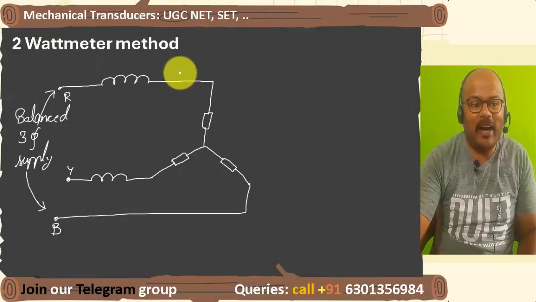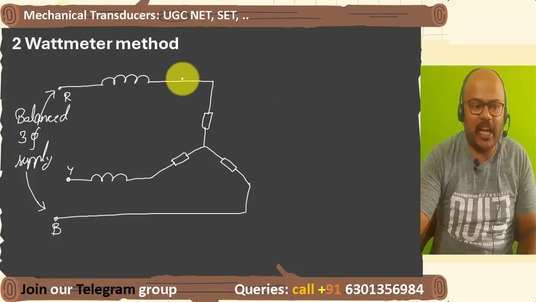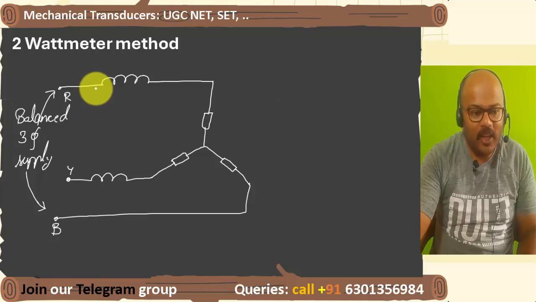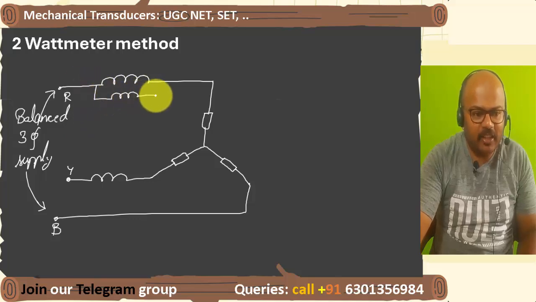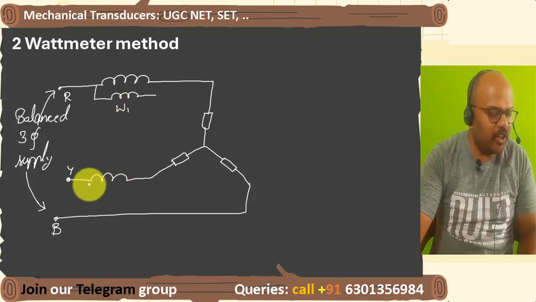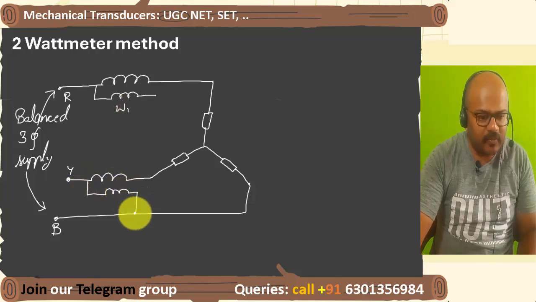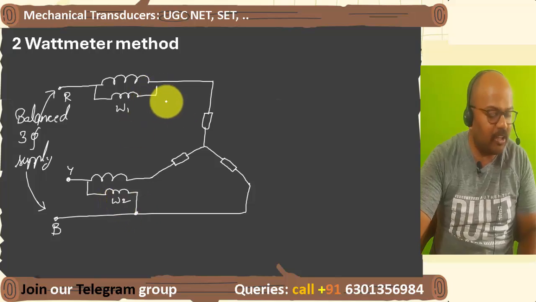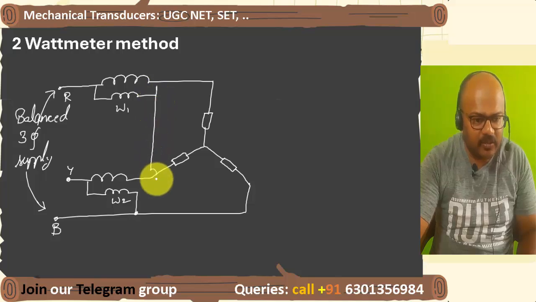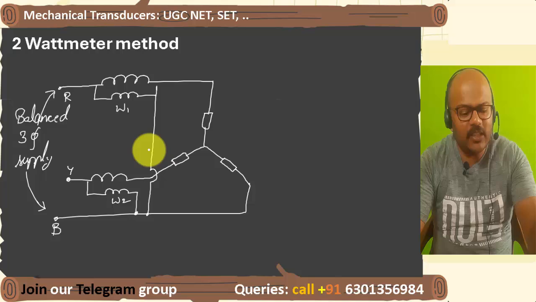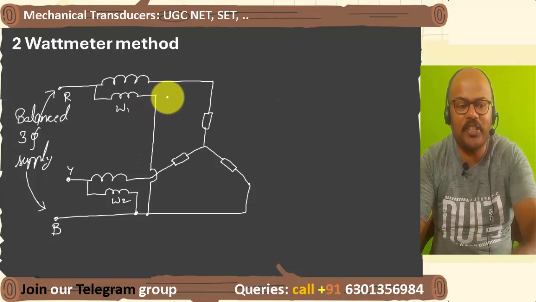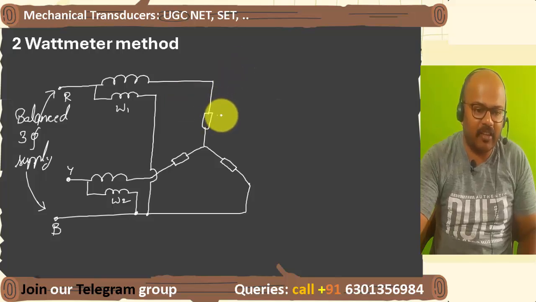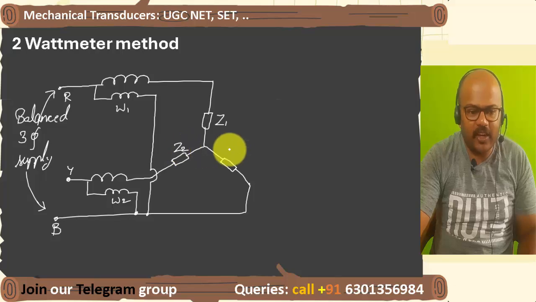Now, this is the 2 wattmeter diagram, and here you are going to provide balanced 3-phase supply. You will be having 1 wattmeter, and here you will be having another wattmeter. This is wattmeter 1 and this is wattmeter 2. Now look at the things. What I want to say is, if you want to measure the 3-phase power, 2 wattmeters are enough. Right? So this is the circuit diagram.